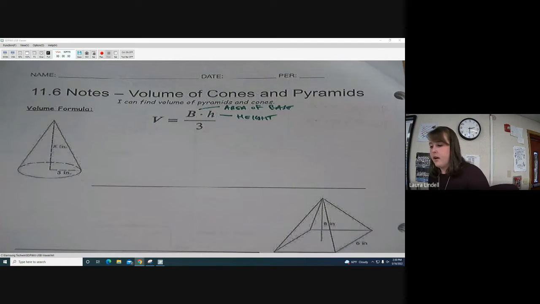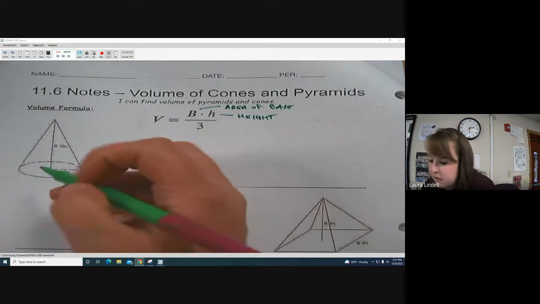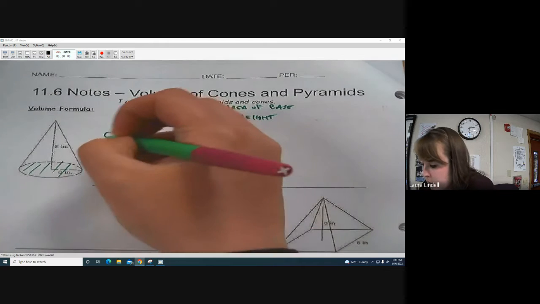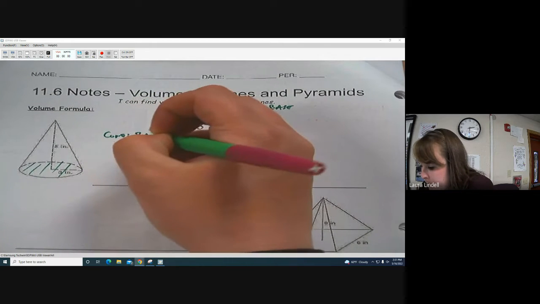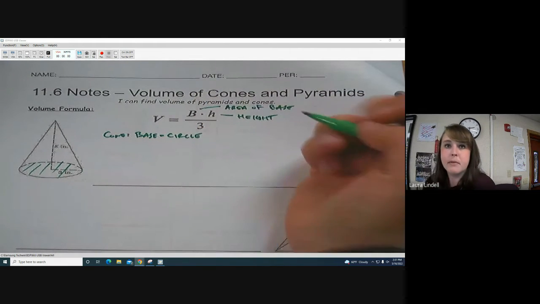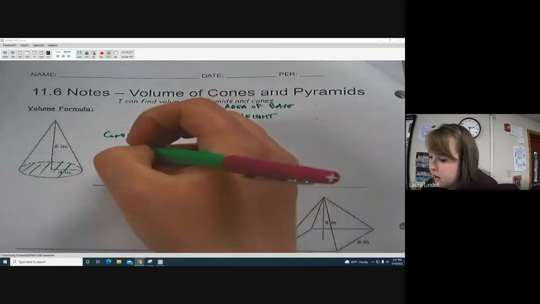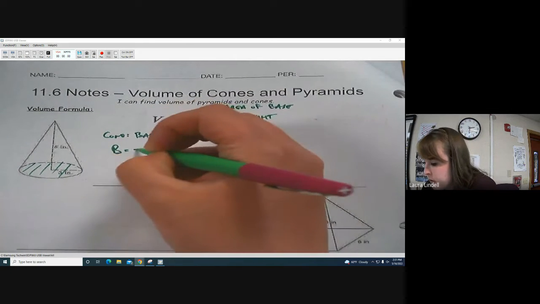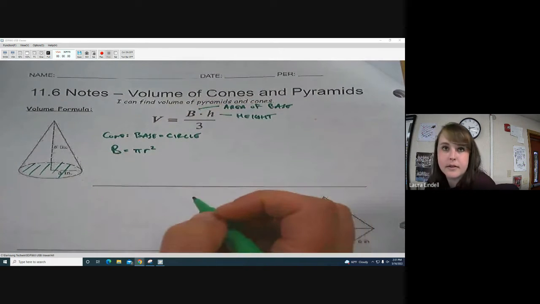So anyway, on this first one, we have a cone. If you can think of some different cone type shapes, that might help with visualizing. Party hats are a main one, or an ice cream cone, things like that would all be cones. So at any rate, cone bases are circles. So the important thing there is being able to find the area of that circular base. So area of the base is still going to be pi r squared since it's a circle.